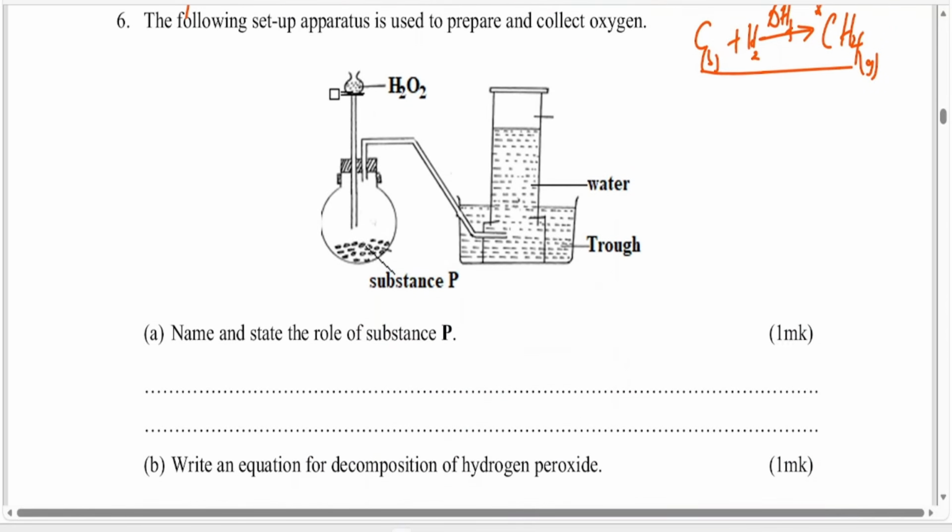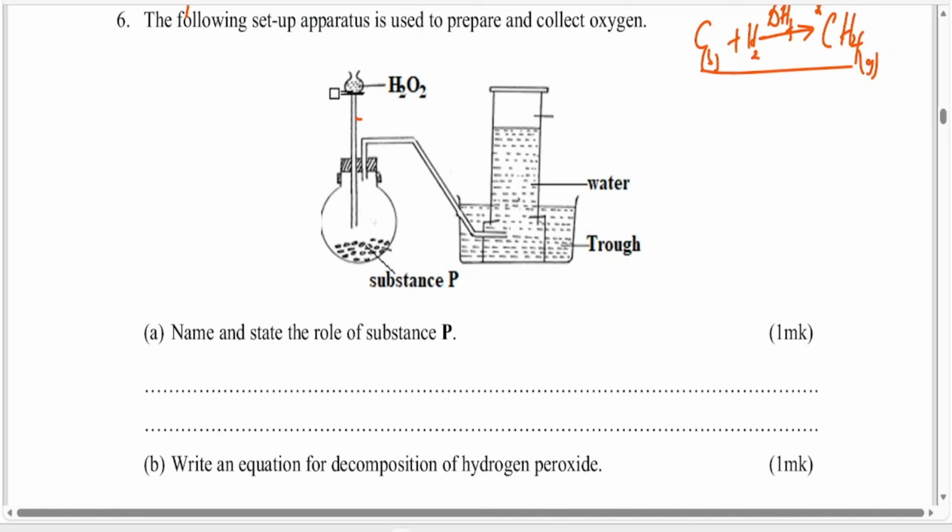Question number 6. The following setup apparatus is used to prepare and collect oxygen gas. And have a look at the setup. We have a round bottomed flask. We have a dropping funnel. We have a reagent, which is substance P, and hydrogen peroxide. And you can see that this is one of the methods of preparing oxygen.